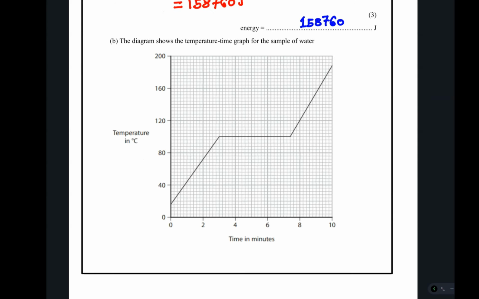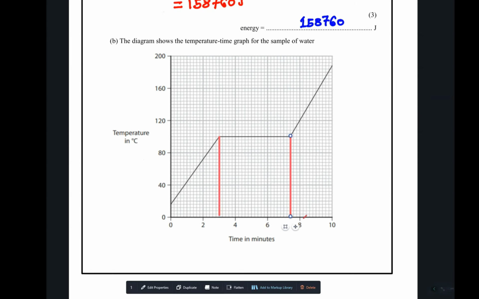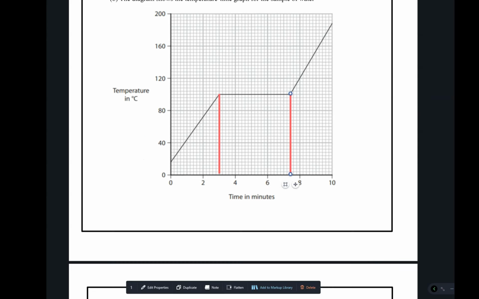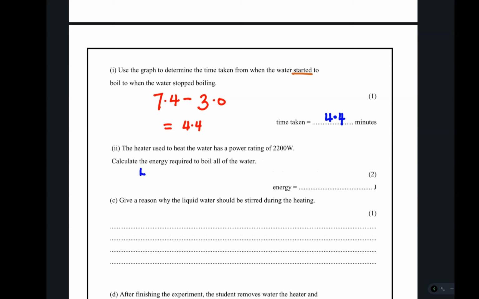So we are supposed to go straight and identify this point and this point so that we can check the time here, and also this is 7.4, and then the time taken here is 4.4 minutes.